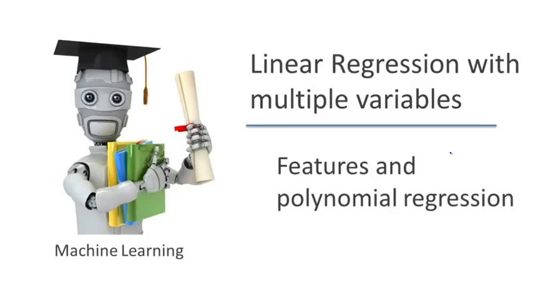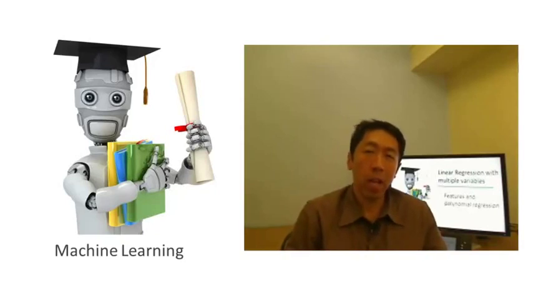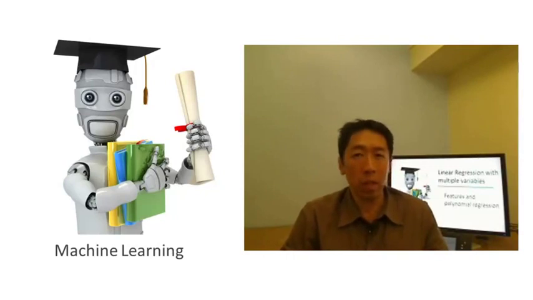You now know about linear regression with multiple variables. In this video, I want to tell you a bit about the choice of features that you have and how you can get different learning algorithms, sometimes very powerful ones, by choosing appropriate features. And in particular, I also want to tell you about polynomial regression, which allows you to use the machinery of linear regression to fit very complicated, even very nonlinear functions.